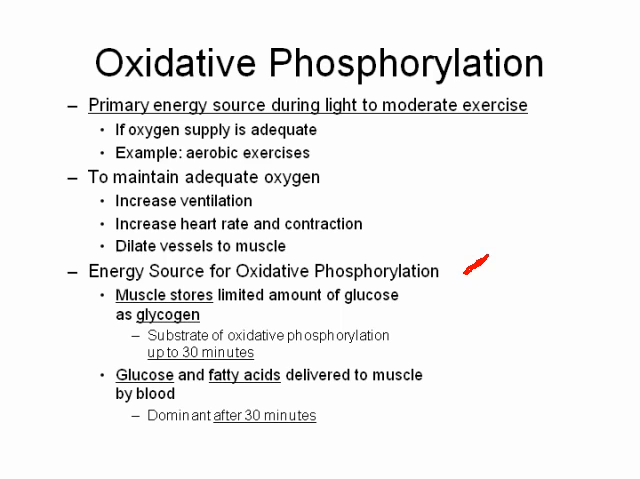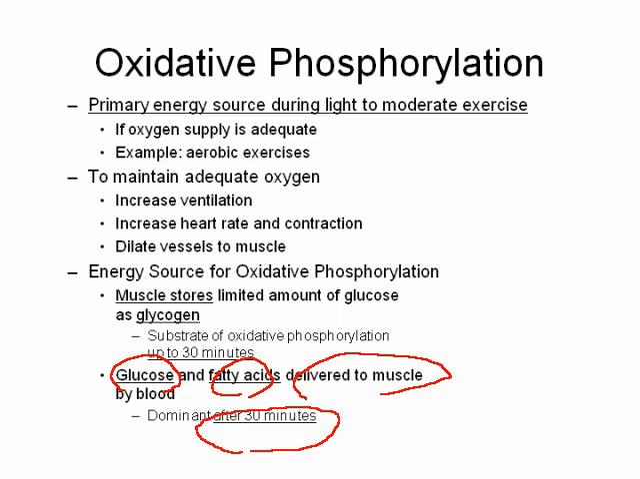So the energy source for oxidative phosphorylation, well, first of all, there are muscle stores. We've talked in previous lectures about glycogen. Remember, glycogen is basically a storage form for carbohydrates, and it is a substrate for oxidative phosphorylation for up to about 30 minutes. So it's why it's limited to light to moderate levels of exercise. So glycogen gets used up in about 30 minutes. Then glucose and fatty acids delivered to the muscle by the blood, and these dominate after 30 minutes.